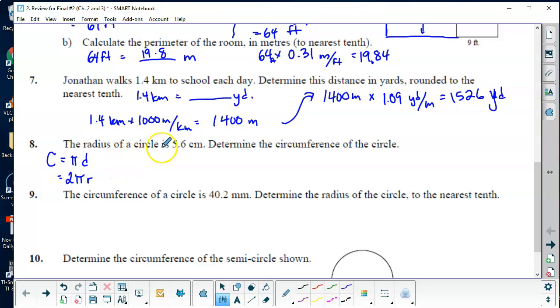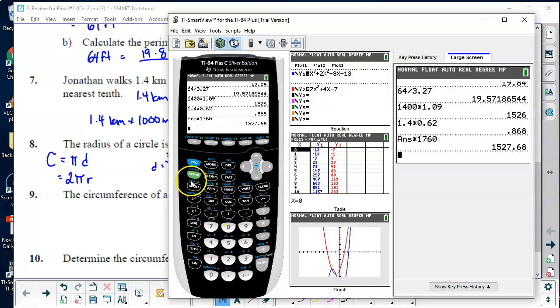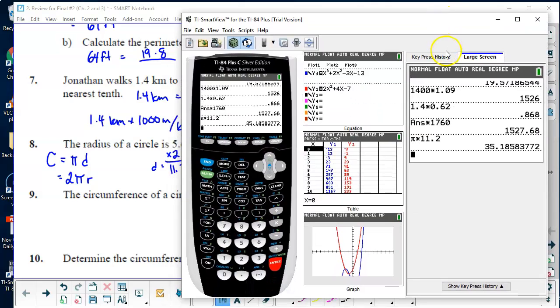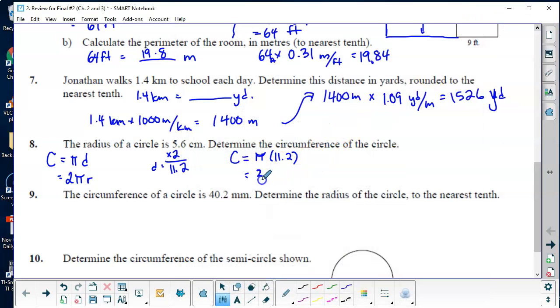So radius is 5.6, so if we multiply that by 2, we'll get the diameter. So that'll be 11.2. So circumference is pi times 11.2. And so we go pi button on my calculator is shift exponent times 11.2 and 35 point. Now what does it say what to round to? It doesn't say. So let's go to 1 decimal place, 35.2. And that's going to be in centimeters.